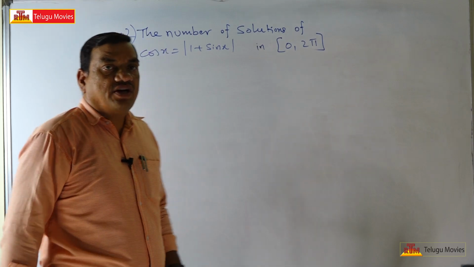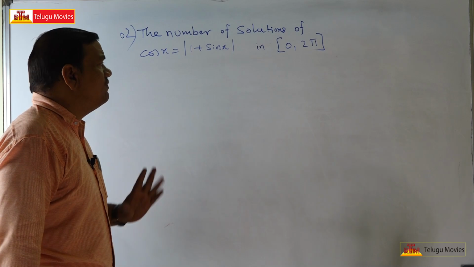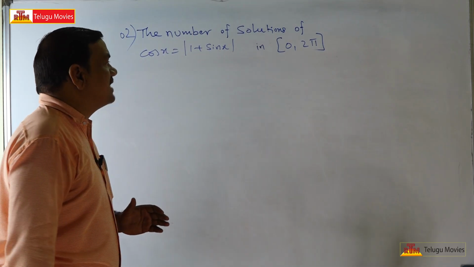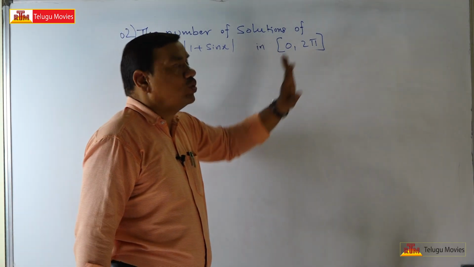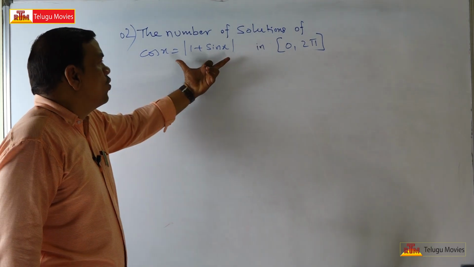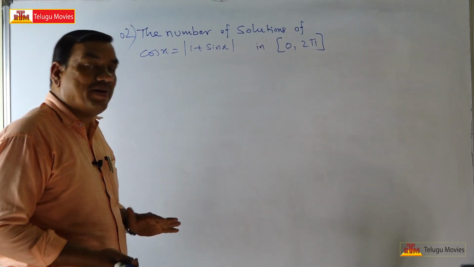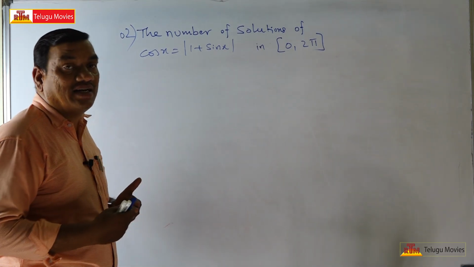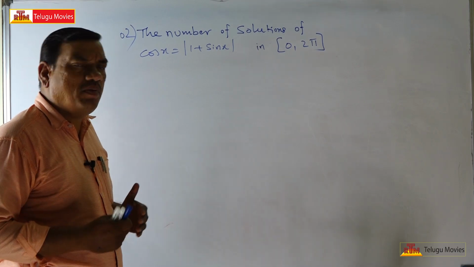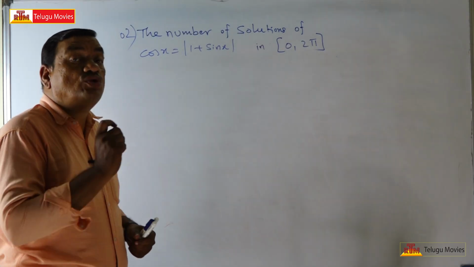Dear students, welcome to the second problem. Here also one more question is there. The number of solutions of cos x is equal to modulus of 1 plus sin x in the interval 0 to 2 pi. Generally students immediately try to open the modulus: 1 plus sin x is equal to plus or minus cos x, and they take case 1 and case 2, and ultimately they will get the answer. But try to solve this problem using a graph.